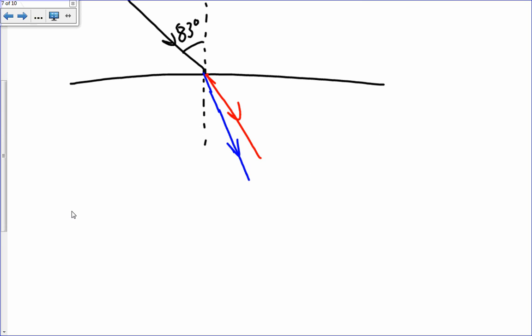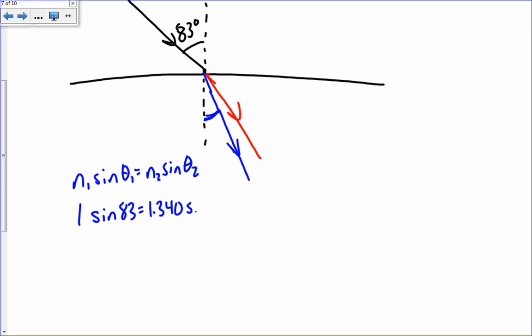So now let's just calculate what those two angles are. First we'll do the angle for the blue light. I have n1 sine theta 1 equals n2 sine theta 2, where n1 is 1. Looking for theta 2: 1 sine of 83 equals the index for blue light, which is 1.34, sine of theta 2. And then I solve that for theta 2, which is 47.79 degrees.